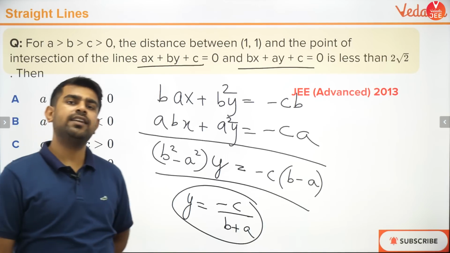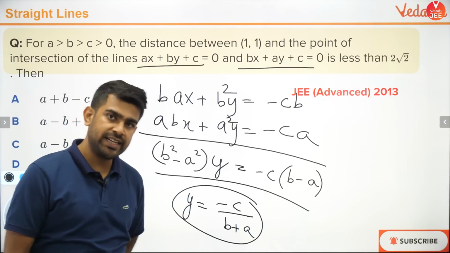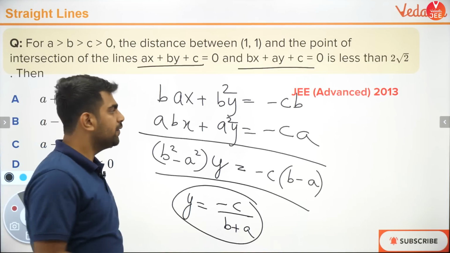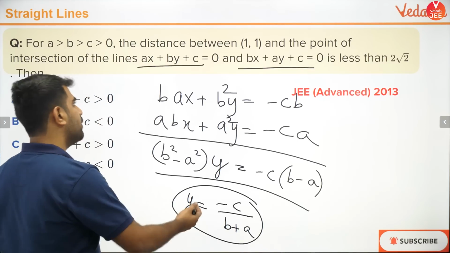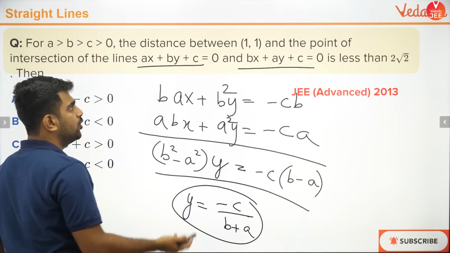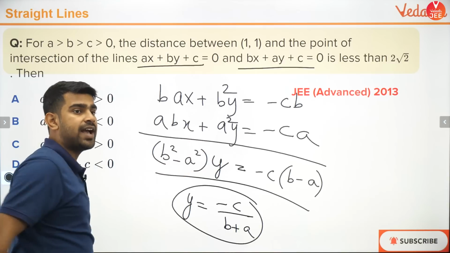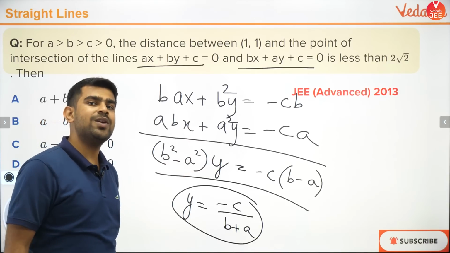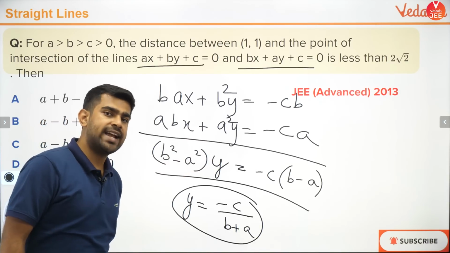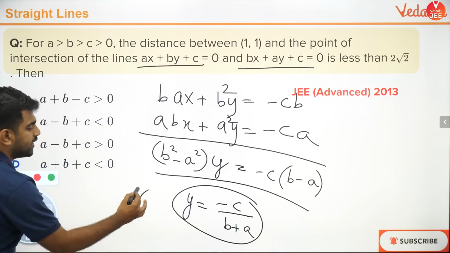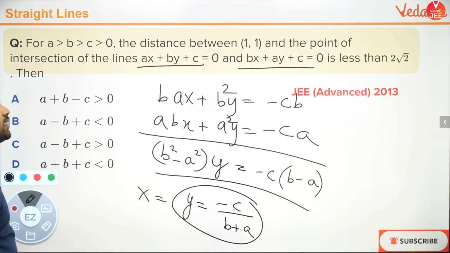My X coordinate will also be the same by symmetry. If not, we will try to derive it. The same way you can derive it, what will you do? You will try to eliminate Y and then solve it. So when you try to eliminate Y and solve it, you will get the same thing as your X coordinate. We will try to do that.